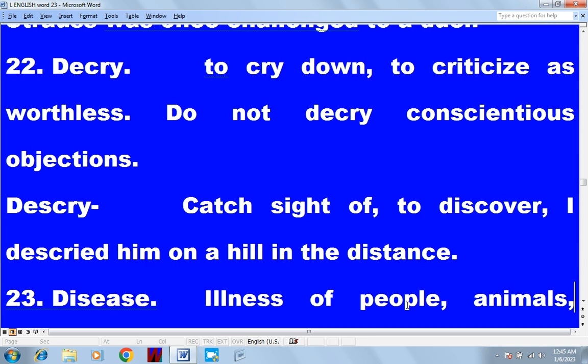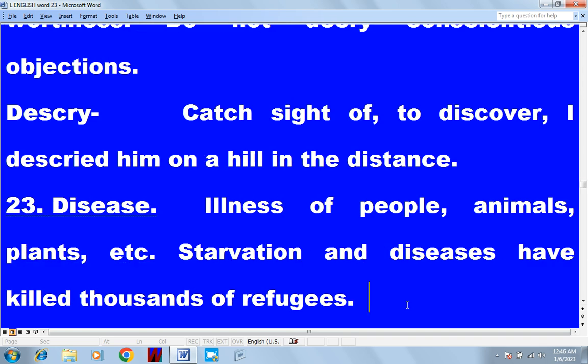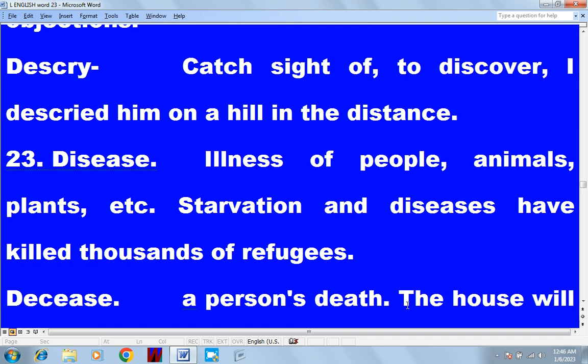22. Decry: to cry down, to criticize as worthless. Do not decry conscientious objections, meaning don't criticize. Descry: catch sight of, to discover. I descried him on a hill in the distance, means I saw.